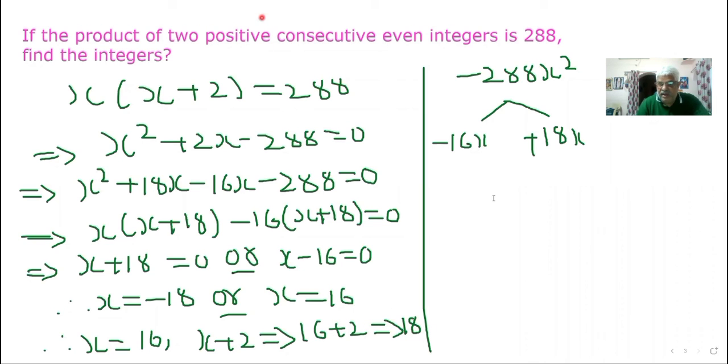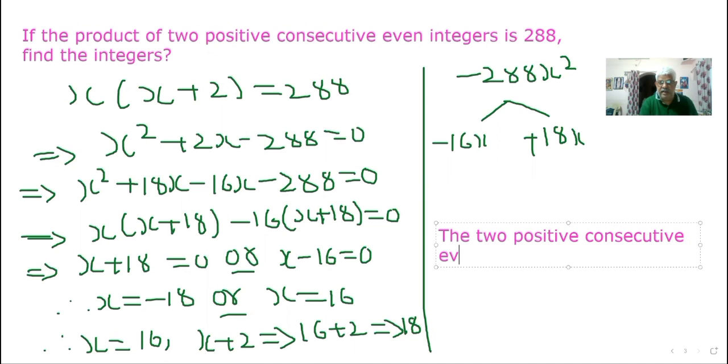So finally, what you can conclude: therefore, the required numbers, the two positive consecutive even integers, are 16 and 18. This is the conclusion you have to give in the last.